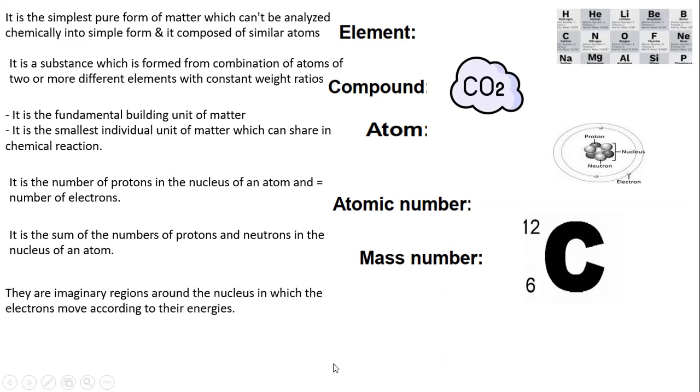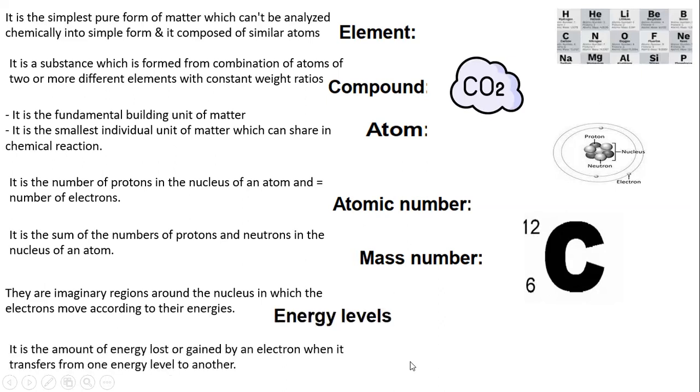They are imaginary regions around the nucleus in which the electrons move according to their energy. Yes, energy levels or shells. It is the amount of energy lost or gained by an electron when it transfers from one energy level to another. Look at this: amount of energy lost or gained. I'm talking about quantum, yes, quantum of energy.